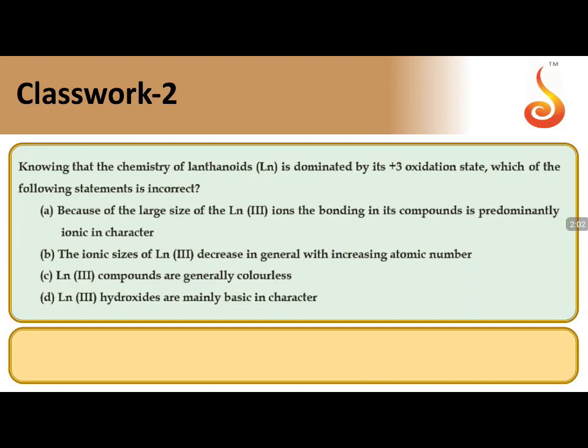Coming to question number 2. Knowing the chemistry of lanthanides dominated by its +3 oxidation state, which of the following is incorrect? Because of large size of lanthanide ions, bonding in its compounds is predominantly ionic. Lanthanides resemble alkaline earth metals in their properties, so they are ionic, correct? Ionic size of lanthanum 3 ions decreases in general with increase in atomic number. Lanthanide contraction, correct? Lanthanum compounds are generally colorless? No, they undergo f-f transitions and lead to color exhibiting property.